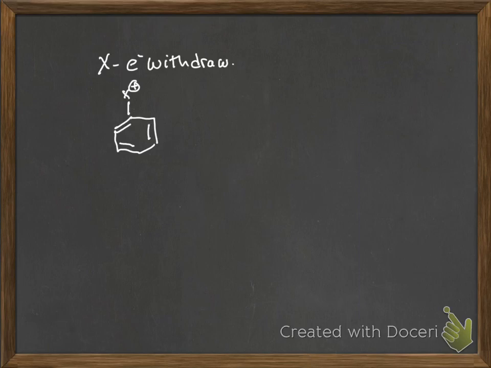All right, so now what I want you to do is go through the resonance forms when X is electron withdrawing. All right, show me the resonance forms when X is electron withdrawing. Go ahead, give it a shot. I'll be right here waiting.